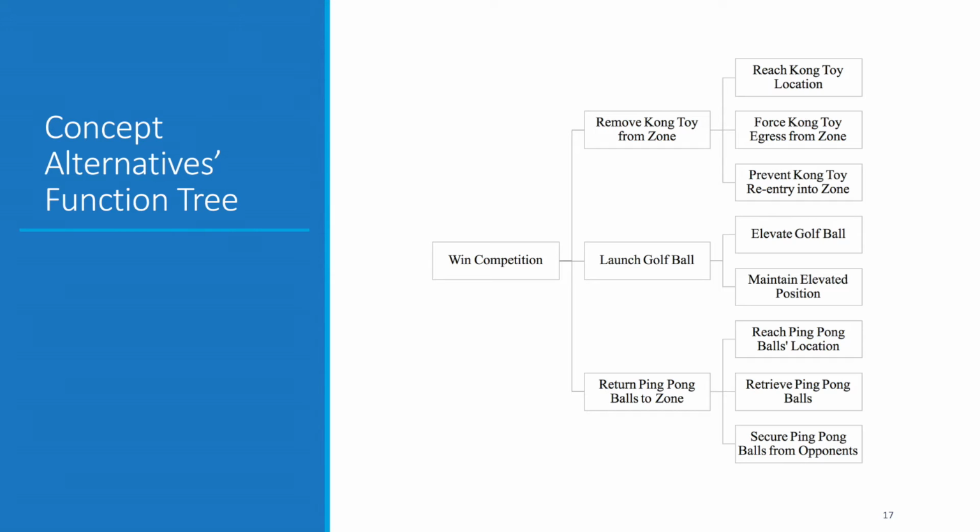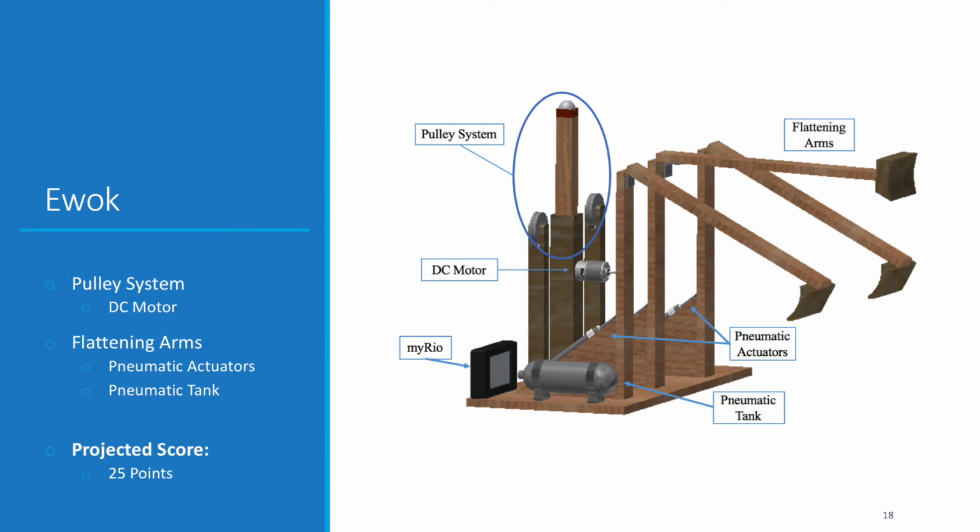Each of the alternative designs focused their mechanisms on launching the golf ball, removing the Kong toys, and retrieving ping pong balls. The Ewok launches the golf ball using a pulley system which is powered by a DC motor. To remove the Kong toys and retrieve ping pong balls, the Ewok uses flattening arms which are triggered by pneumatic actuators connected to a pneumatic tank.